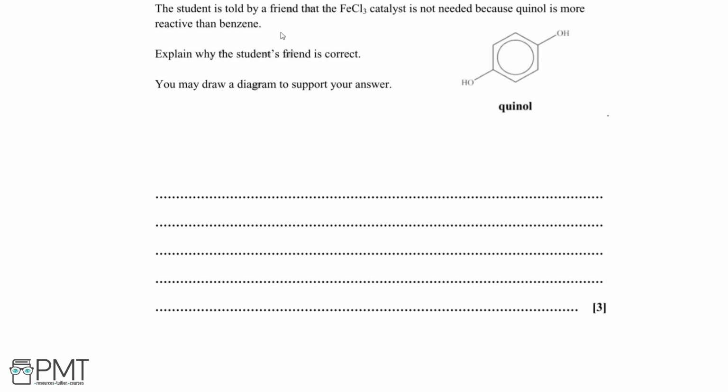The student is told by a friend that the iron trichloride catalyst is not needed because quinol is more reactive than benzene overall. And we need to explain why the student's friend is correct. And we can draw a diagram to support our answer if we want to. So here is our structure of the quinol, where we've got these two hydroxy groups directly bonded onto that benzene ring.